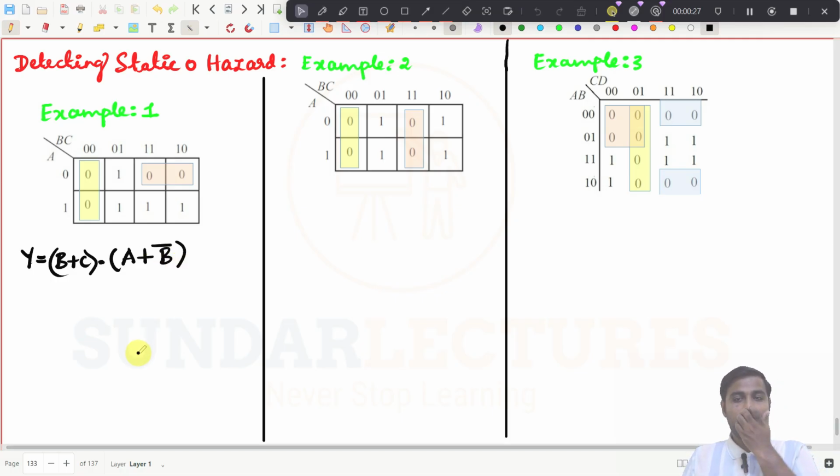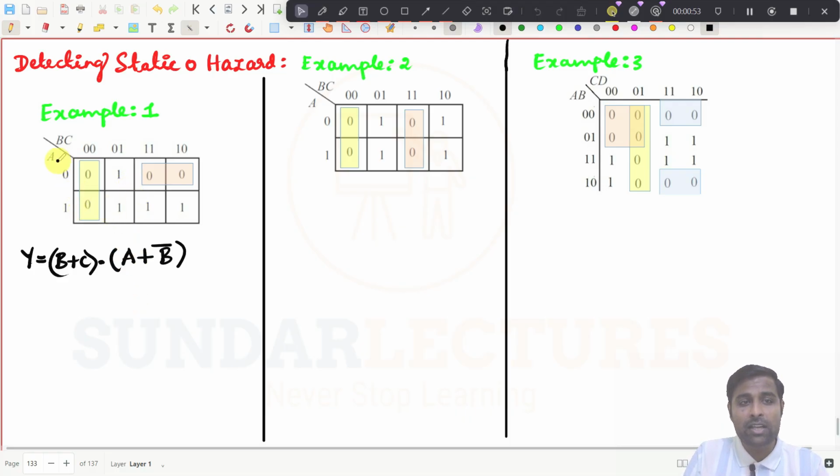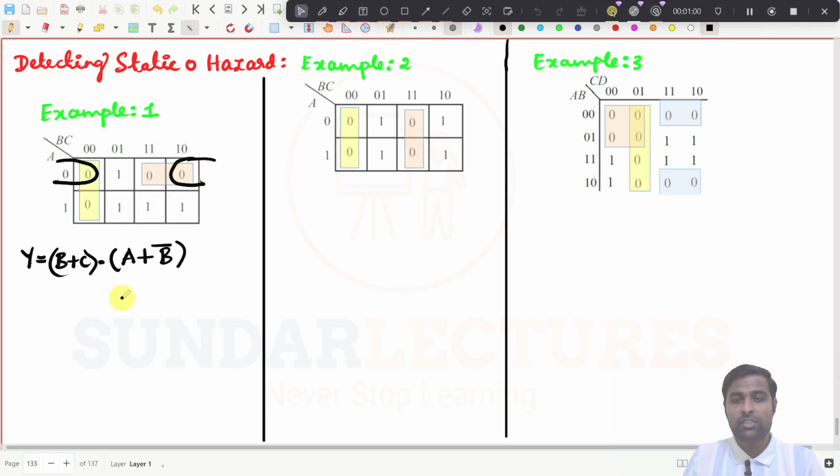So this is the equation, and you see, is there any static zero hazard here? Yes, there is a static zero hazard. Why? Because you see here in the Karnaugh map, if you leave any one extra grouping, combining these two groups is missing out there, then we can directly conclude it will have a static zero hazard. Yes, it is having static zero hazard. Why? Because I have left this pair out. That is why there is a hazard.